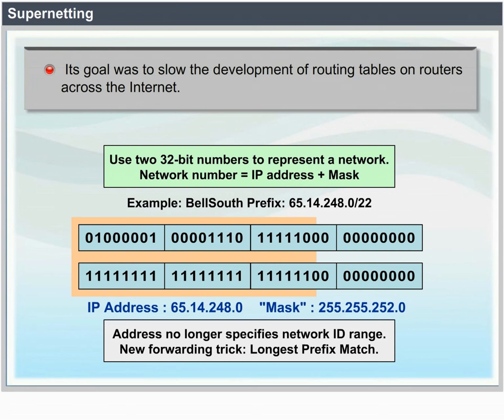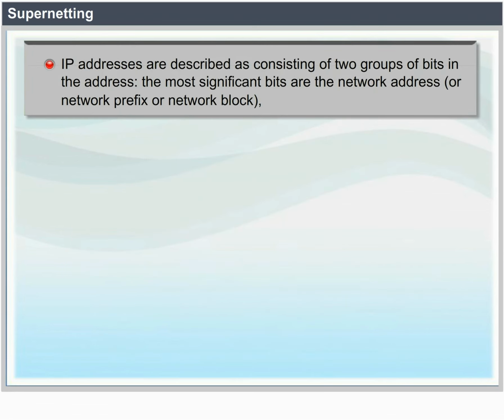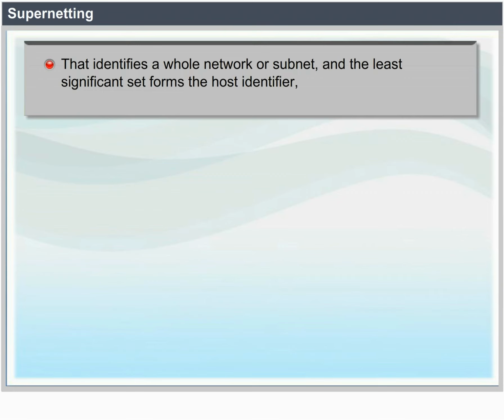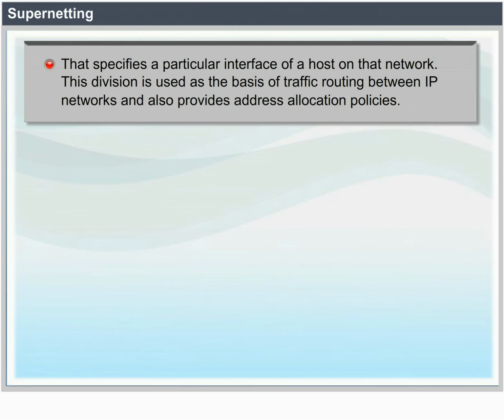IP addresses are described as consisting of two groups of bits in the address. The most significant bits are the network address (or network prefix or network block), which identifies a whole network or subnet, and the least significant set forms the host identifier, which specifies a particular interface of a host on that network. This division is used as the basis of traffic routing between IP networks and for address allocation policies.